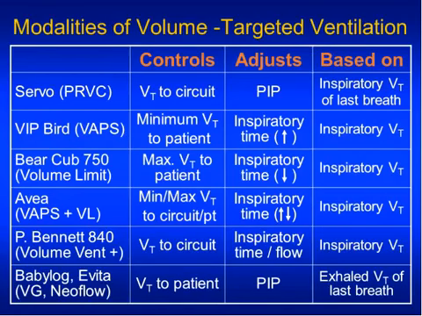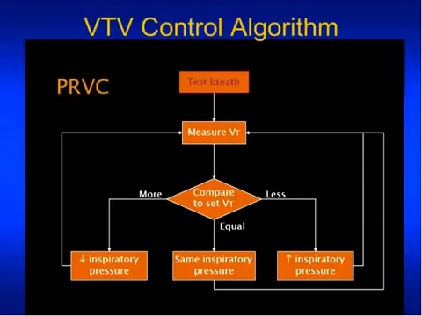But the basic principle of when you are going to adjust your inflation pressure is very simple. You start with an initial breath and sort of get a handle on where things are. You have a target tidal volume. You measure the actual tidal volume, and then you increase or decrease your pressure in the direction needed in order to bring the tidal volume in line with the target. So that's a fairly simple concept.